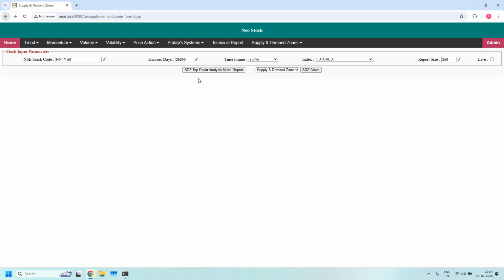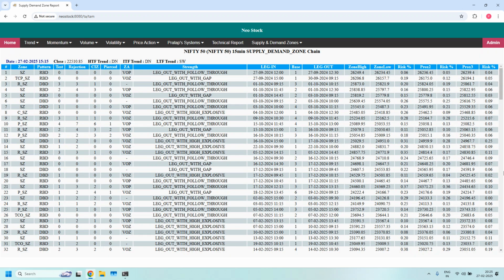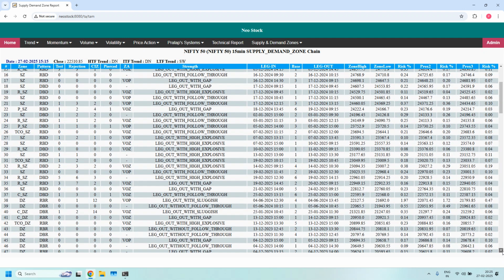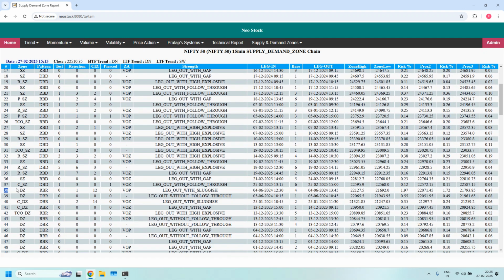Okay, next, 15 minute supply demand zone chain for Nifty. All these are supply zones. Let me scroll the list down. Here 38 is the nearest demand zone to the current closing price. Let me put it in the center.